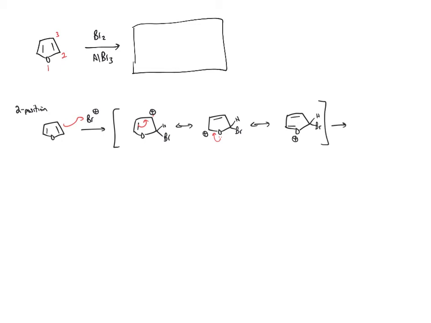Okay, and then I can get, of course, loss of a proton to give me the substituent in which I've got a bromine at the 2 position. All right, so again, I've got 3 resonance forms, one of which has that positive charge on oxygen. So it's kind of like I have an additional resonance form. Let's see what would happen if I were to substitute at the 3 position.